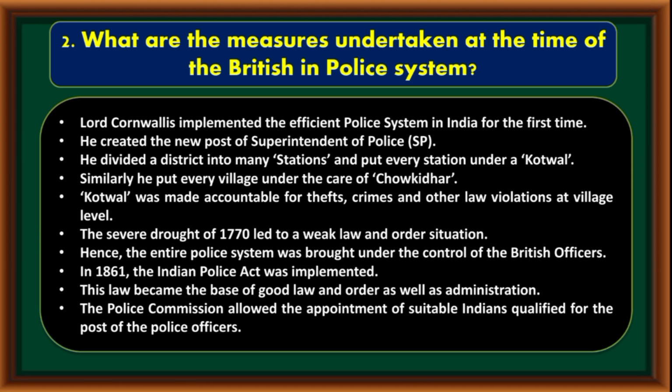The severe drought of 1770 led to a weak law and order situation. Hence, the entire police system was brought under the control of the British officers. In 1861, the Indian Police Act was implemented. This law became the base of good law and order as well as administration. The Police Commission allowed the appointment of suitable Indians qualified for the post of the police officers.